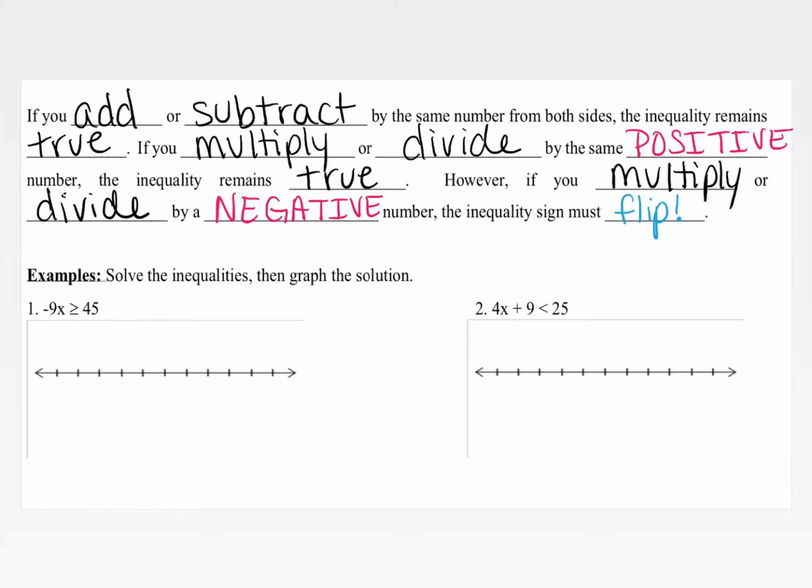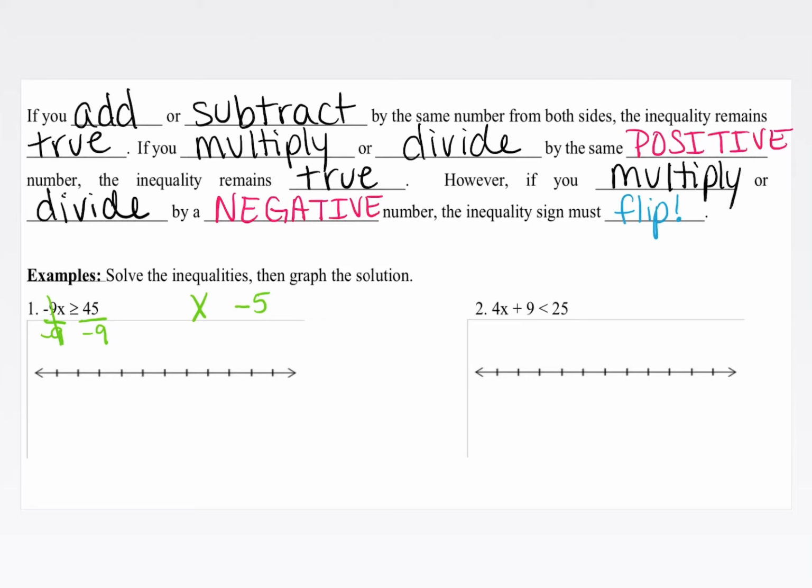Our first example, we have -9x is greater than or equal to 45. On both sides, we're going to divide by -9. Just like when solving linear equations, we want to isolate our variable, we are going to do the same thing with linear inequalities. So we'll divide both sides by -9. On the left-hand side, we'll have x. On the right-hand side, we have 45 divided by -9, which gives us -5.